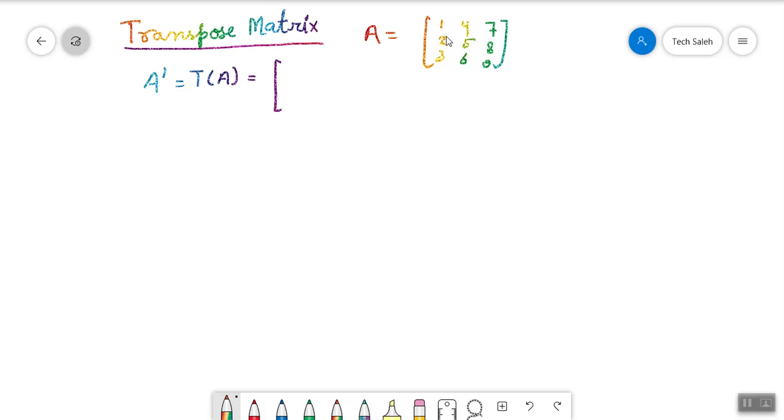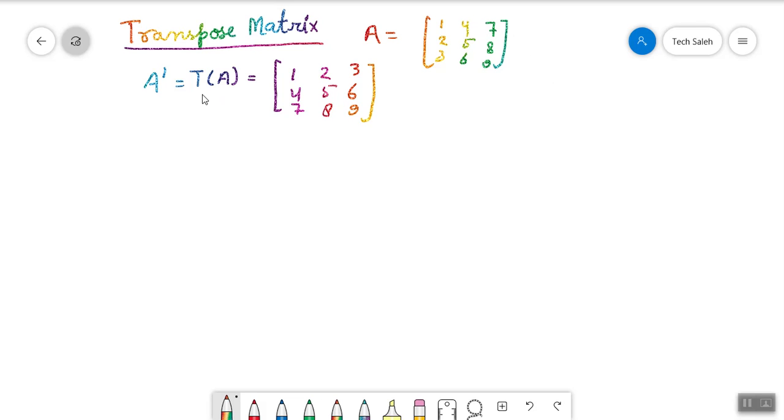Just take one thing here. Make the rows into columns. So 1, 4, 7, 2, 5, 8, 3, 6, 9. Right? So this is the transpose of A. What I have done is taken this row and made it a column like this, then taken the other row and made it a column like this. That's how we form the transpose of the matrix.